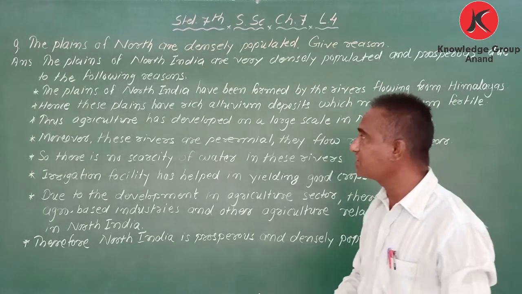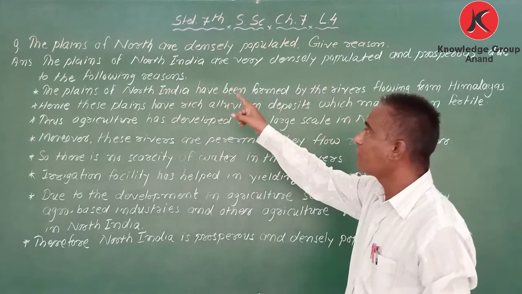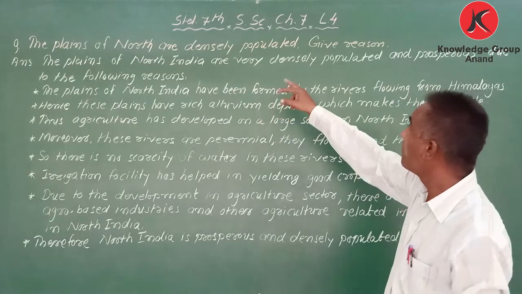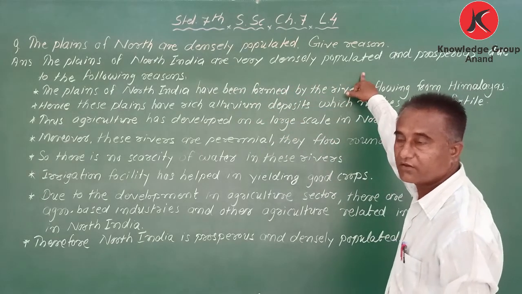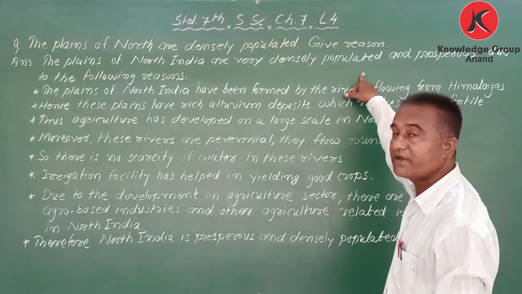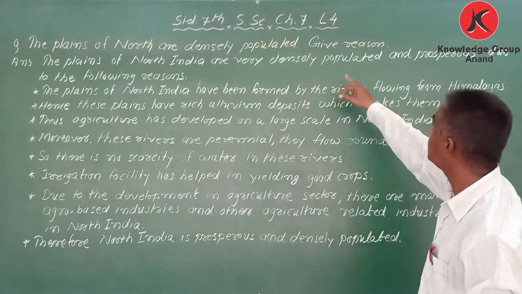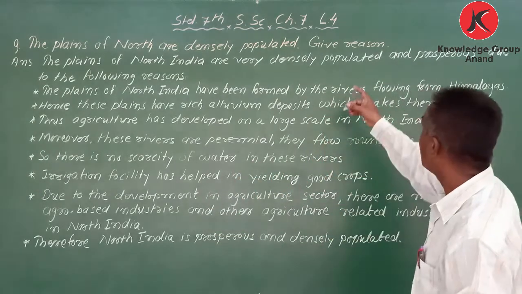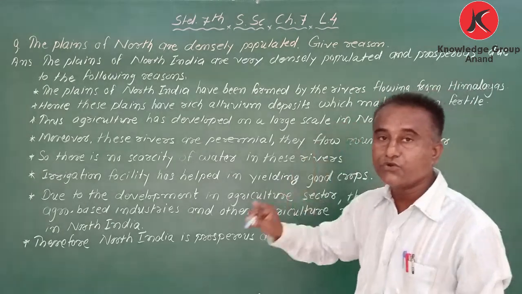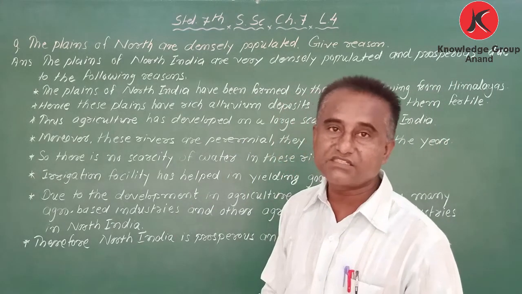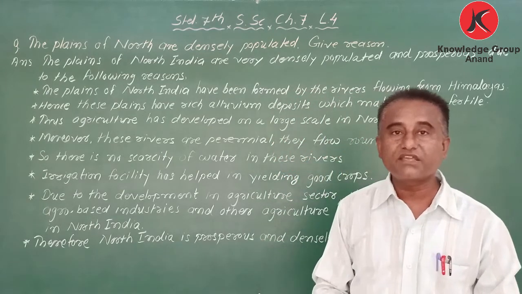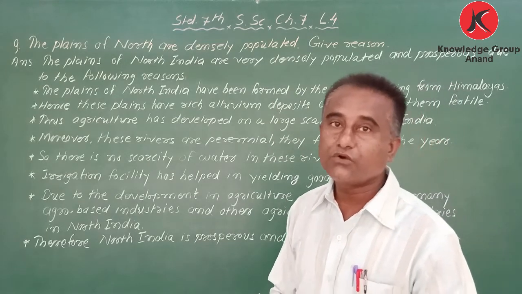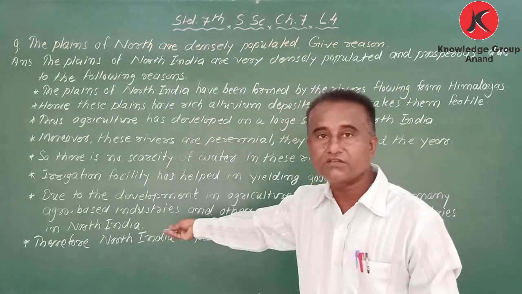Here I have written the answer. See them. The plains of North India are very densely populated. Population means vasti, many people are staying. Prosperous means samruddh. The plains of North India are very densely populated and prosperous because of some reasons. I have written here some reasons.